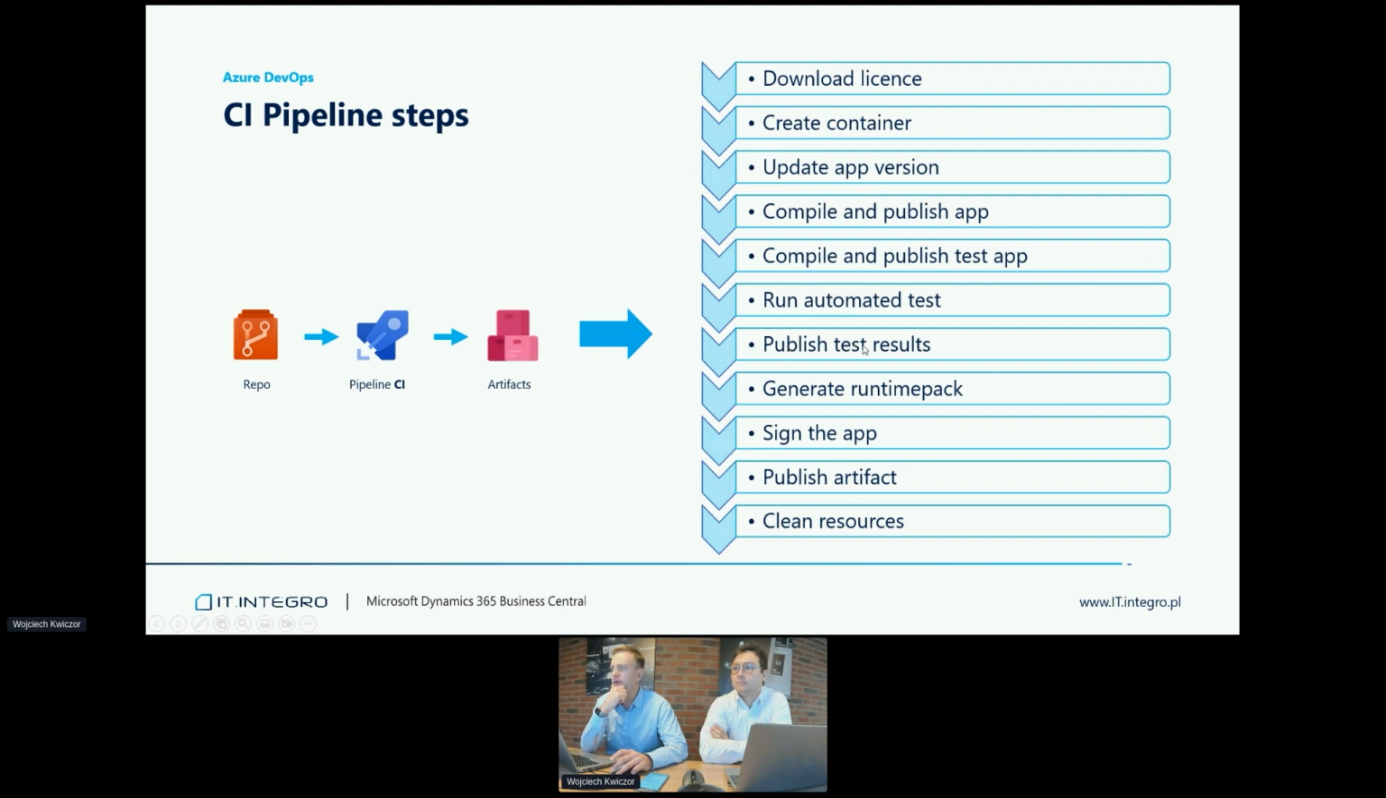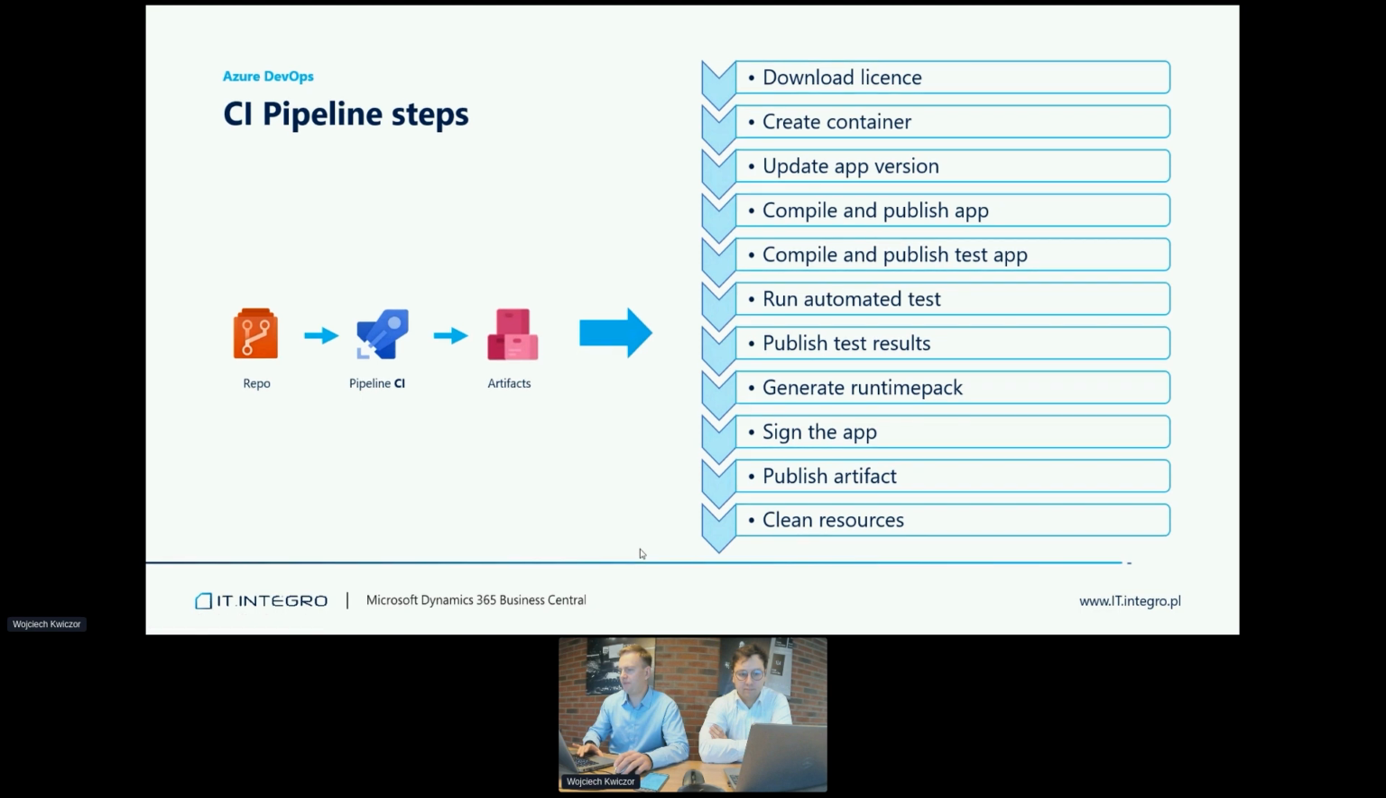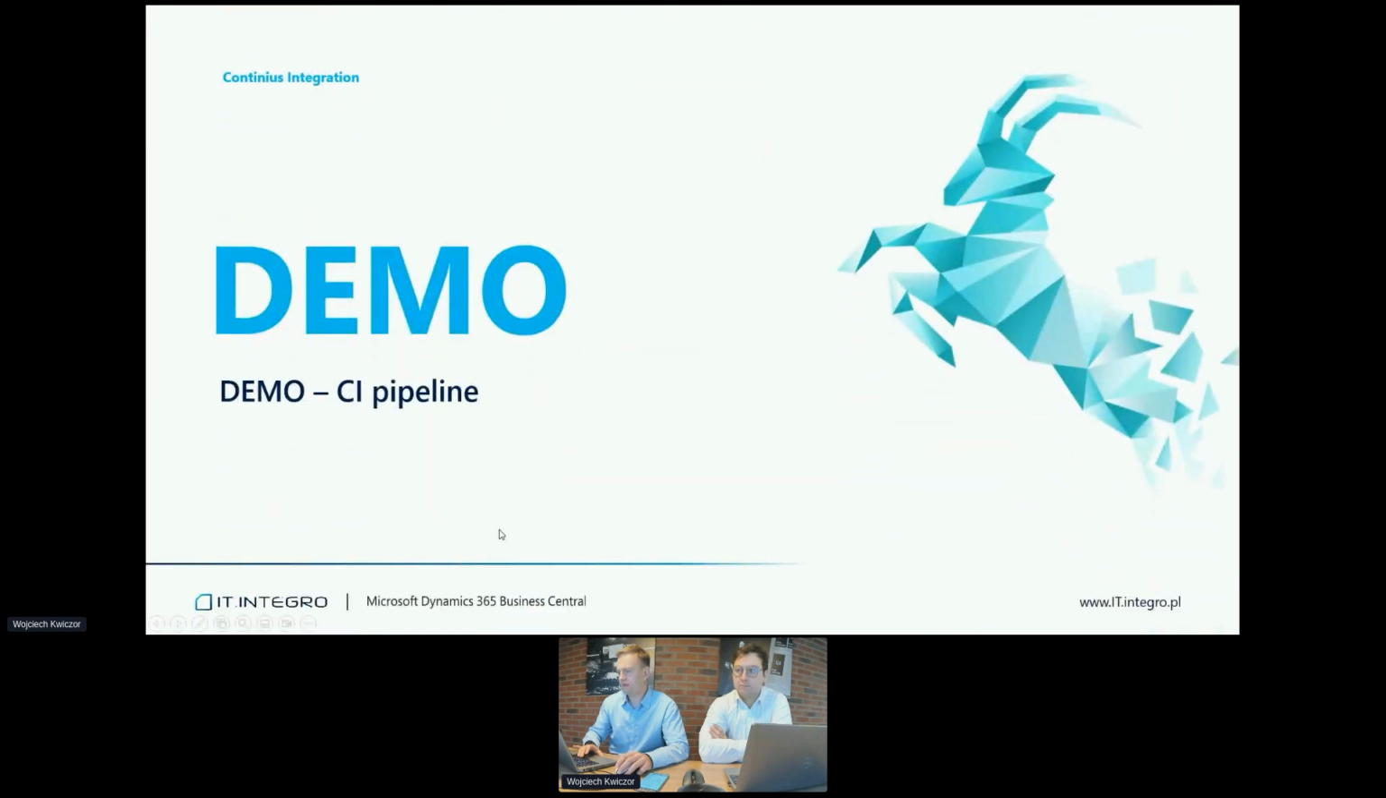Later on, we'll publish the test results so the release manager can see that all tests are fine, or maybe some of them failed. Then he needs to decide if this is something critical or not. Next, the app will be signed, because the app should be signed. Then publish artifacts, and as a last step, clean the resources.